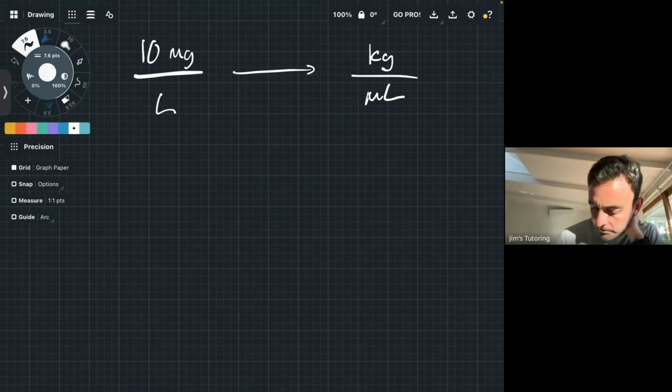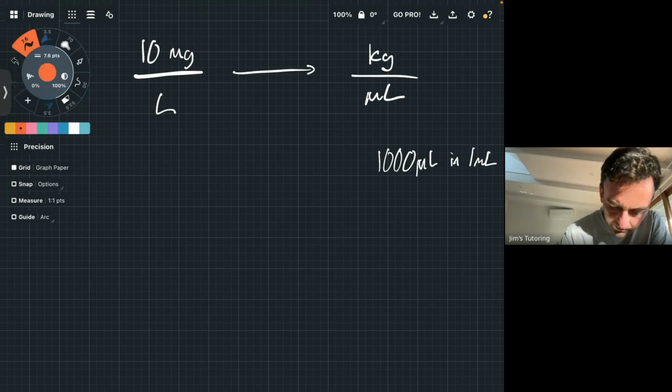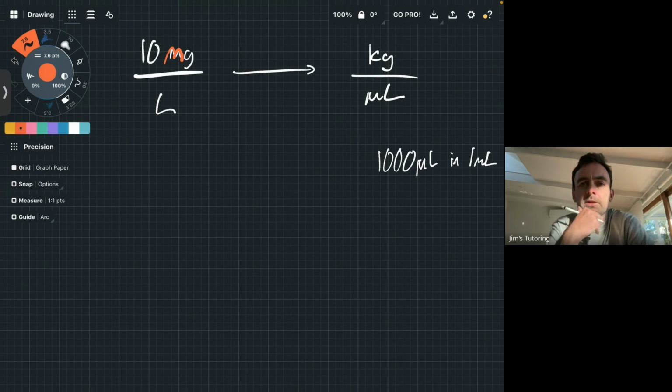Just in case anyone's stuck, there's 1,000 microliters in 1 milliliter as well. And that's not a very clear M. My writing's quite bad. So I'll give you maybe one more minute and then I'll see how everyone's going.